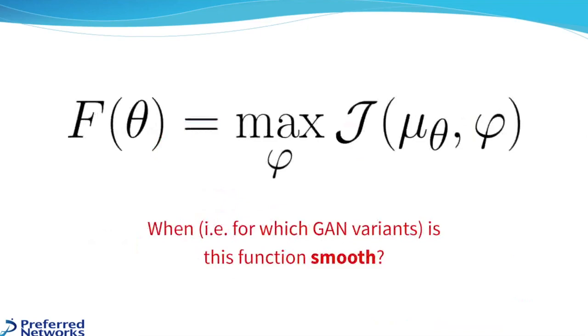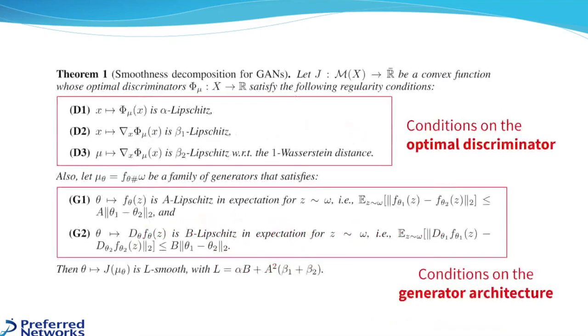Well, the smoothness of this f is actually quite difficult to analyze directly. That's why we derived this theorem that decomposes the smoothness of this function f into two parts: conditions on the optimal discriminator of the GAN and conditions on the generator architecture that we use to parameterize the generator. So to check whether a particular GAN variant is stable in the sense that we described, all we need to do is check whether the optimal discriminator satisfies these smoothness conditions, D1, D2, and D3.